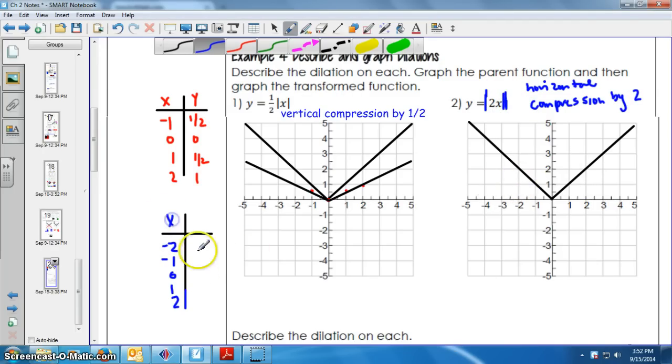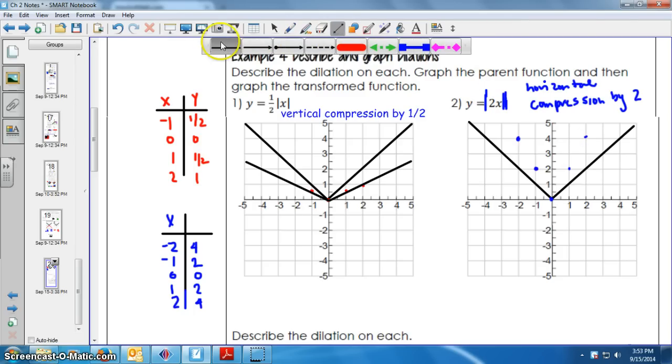So plugging in these values, we would get -4, which would change to +4. 2 times -1 is -2. Absolute value would change it to +2. 0. And then 2 times 1, there's 2, and 4. All right, so graphing those, we'd have -2, 4, -1, 2, 0, 2, and 4.